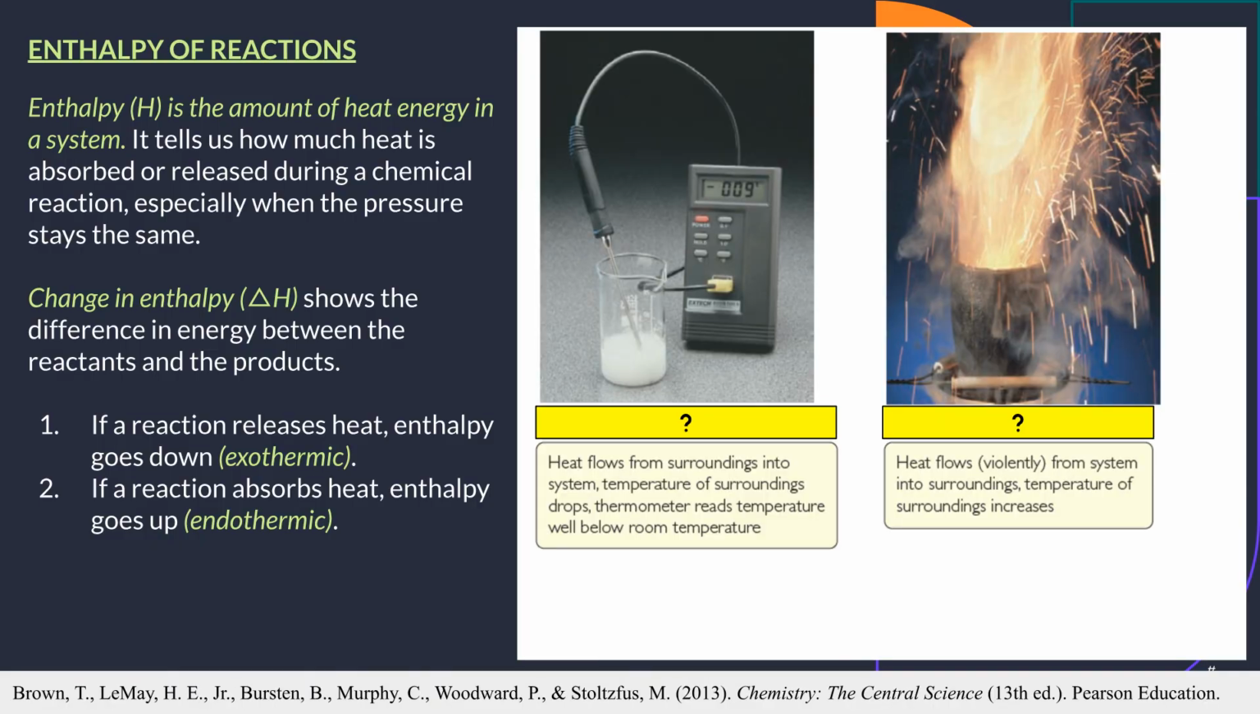Enthalpy describes the heat energy of a system, and changes in enthalpy show how heat moves during a reaction. In an endothermic reaction, heat flows from the surroundings into the system, causing the surroundings to cool down. In contrast, an exothermic reaction releases heat to the surroundings, often dramatically.